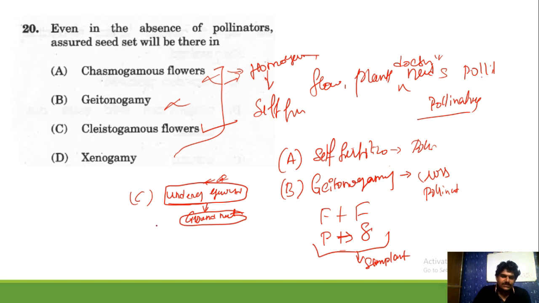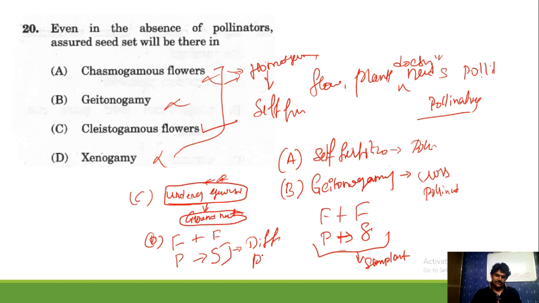Then the last one, that is D, xenogamy. It is a complete type of cross pollination, where the pollen of one flower falls on the stigma of another flower of a different plant. Okay, so this is about xenogamy. So the answer for this question, I'll write here: the answer is option number C.